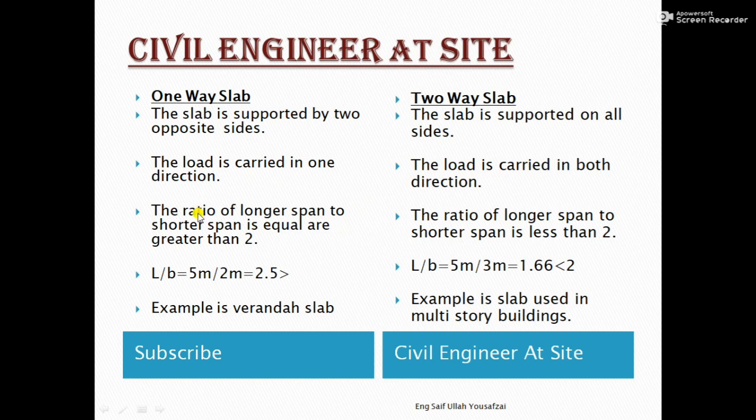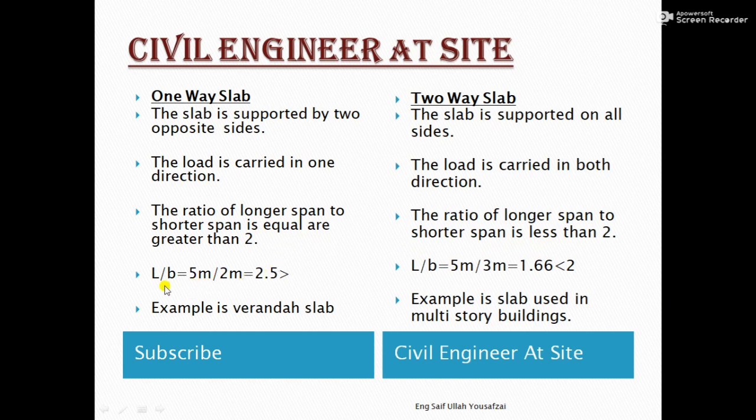So the third one is the ratio. This is the main difference between them. In a one-way slab, the ratio of longer span to shorter span is equal to or greater than 2. So this is a very important point, dear guys. Keep it in mind. And in a two-way slab, the ratio of longer span to shorter span is less than 2.